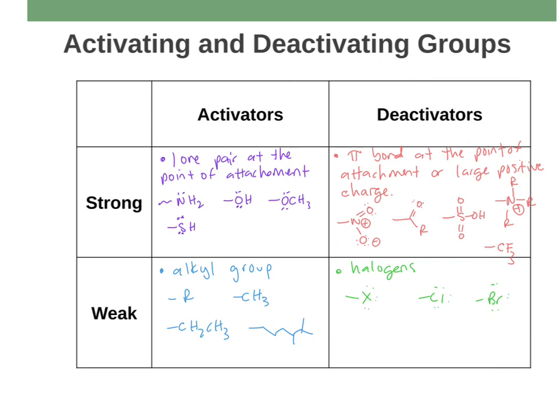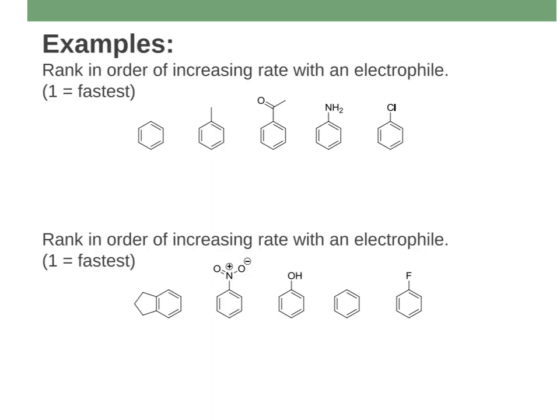This is a super helpful chart for figuring out how our groups are activators and deactivators, but also how things are going to direct. So that'll be in future videos though. So real quick, if I was to do these questions, here's two sets of examples. We kind of already did this first one together, so I'll just re-put our notes on here.